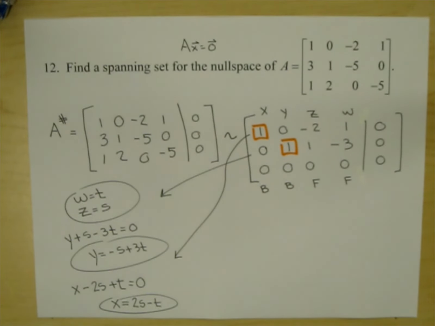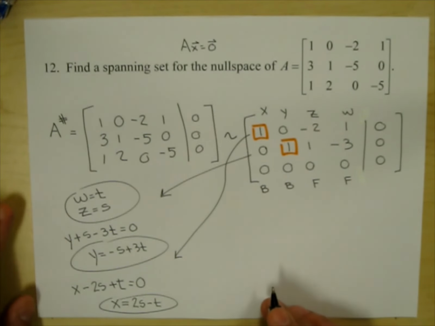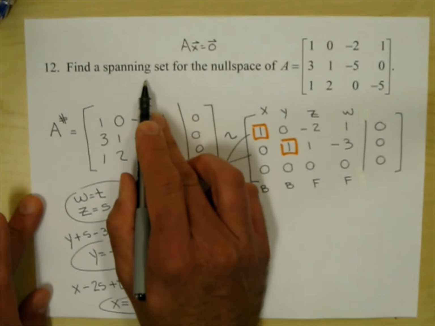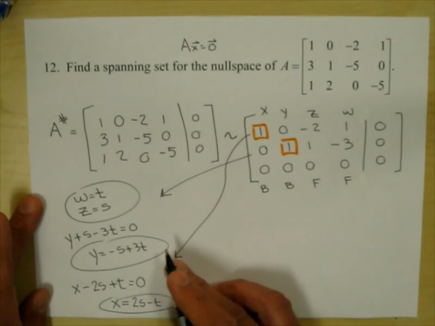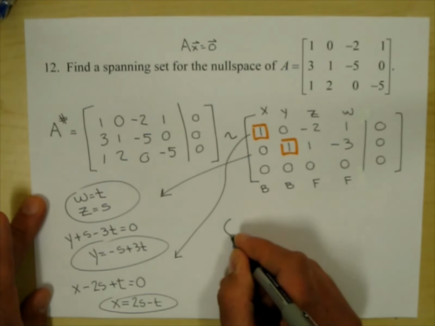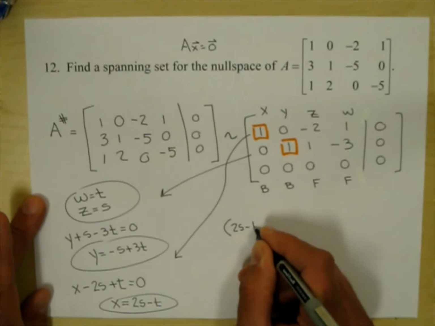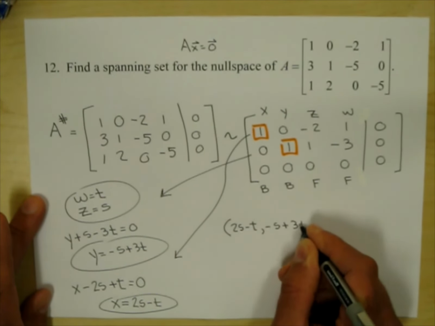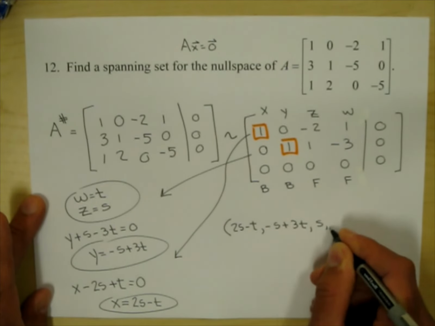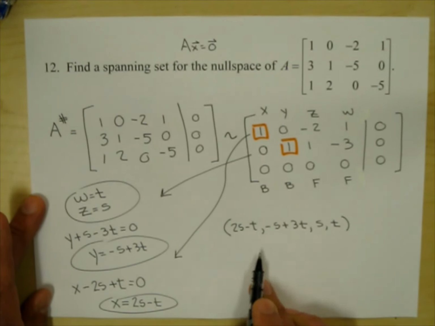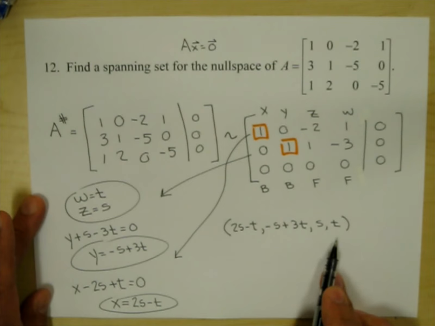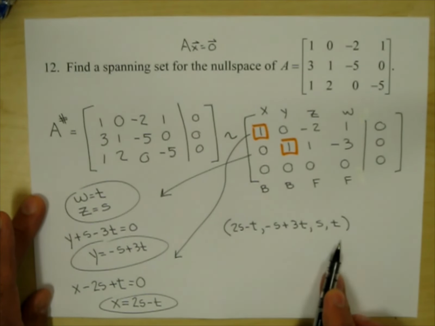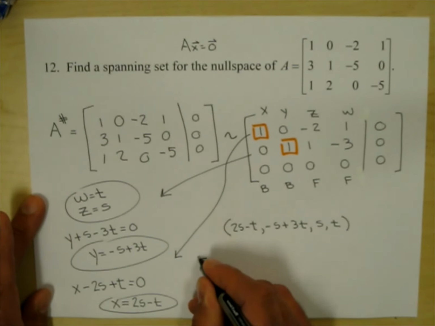I'm going to go ahead and write this up. Now remember, spanning set is the set of seeds. I'm going to write this up as a 4-tuple. So this is 2s minus t, comma, negative s plus 3t, comma, s, comma, t. So this is a plane in R4 if you care, but they want the set of seeds. That's what the spanning set is. So what am I going to do with this? I'm going to factor it.